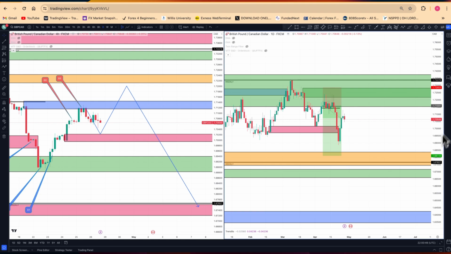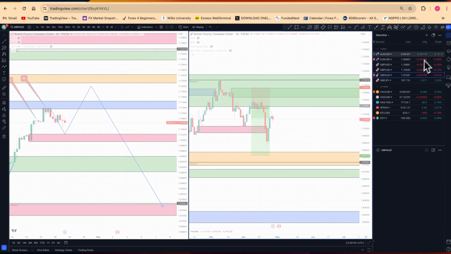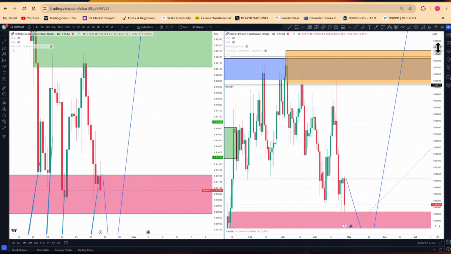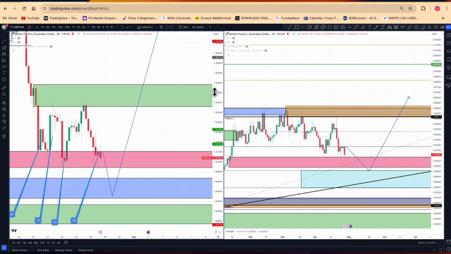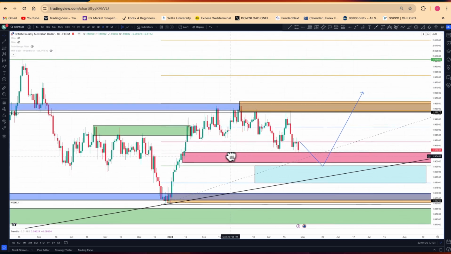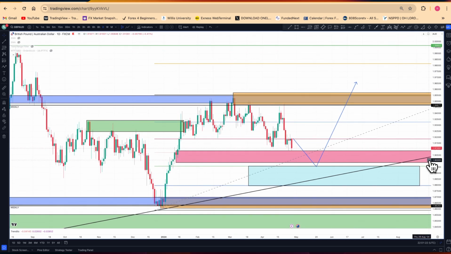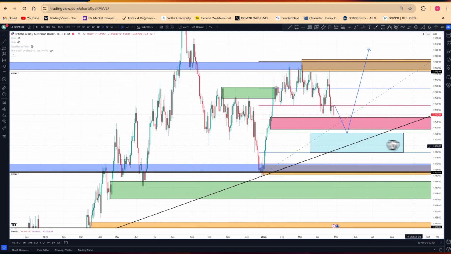So let me jump to GBPCAD. This one, I'm actually trading. I'm very interested in trading this one, because if you look at this daily time frame, as you can see, my chart is well marked out, clean like always, and I already ran this fib here. Let me go deep into this one a little bit.